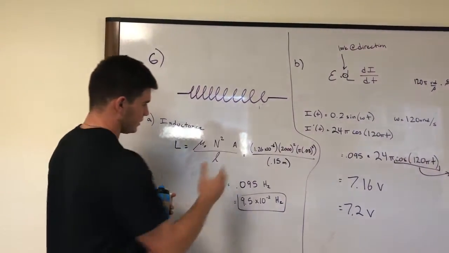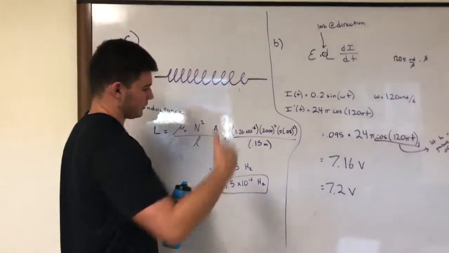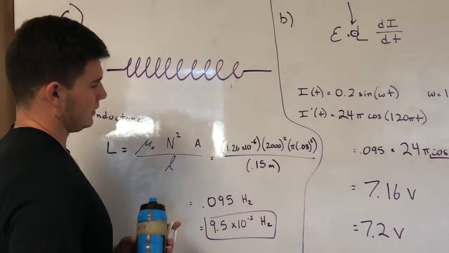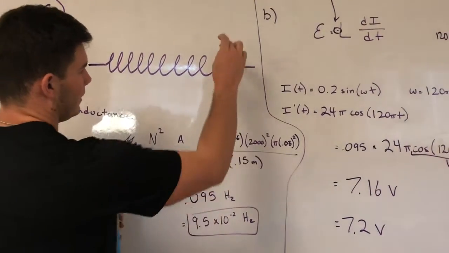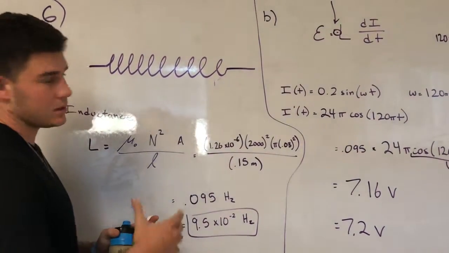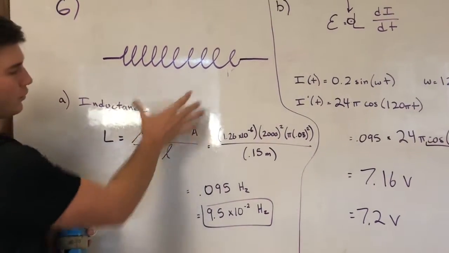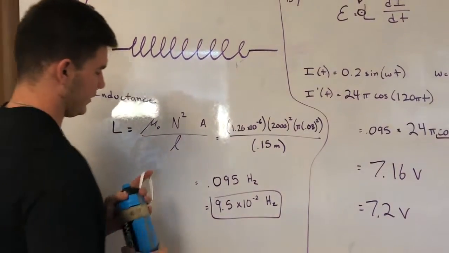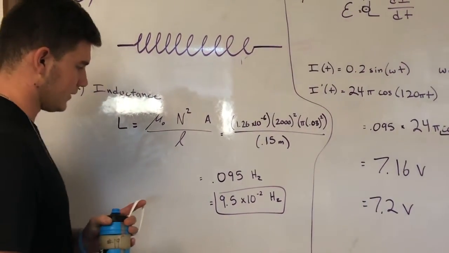Once we get to the numbers, mu naught is a constant, N is given as 2,000 coils, squared. The area is pi times 0.03 meters squared, because we know the radius is 3 centimeters, and then we divide by the length of the whole thing, which is 15 centimeters. When you do all the math, you get 0.095 henries, which is 9.5 times 10 to the negative 2 henries.